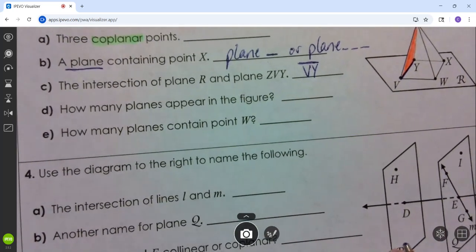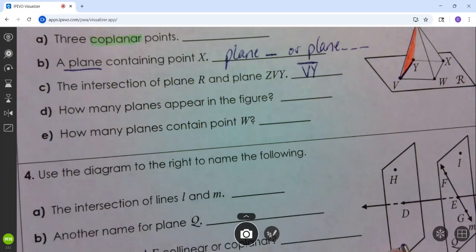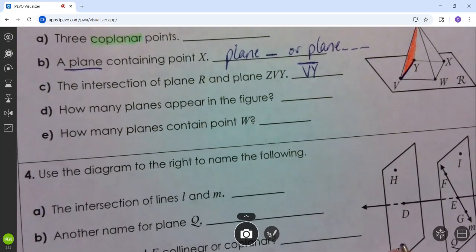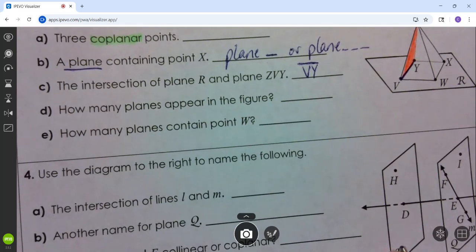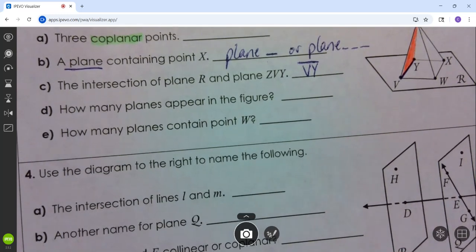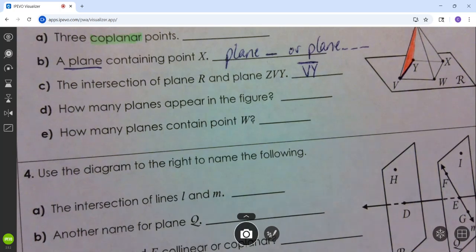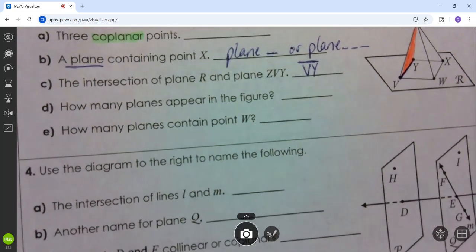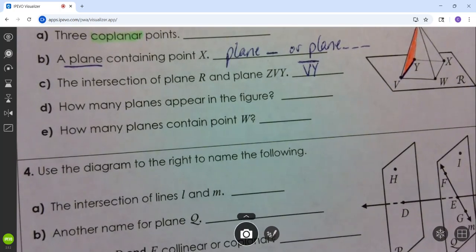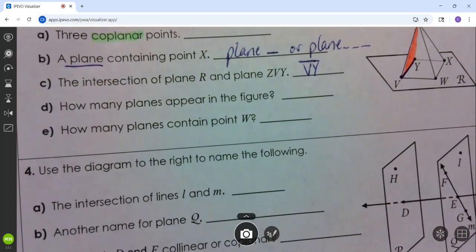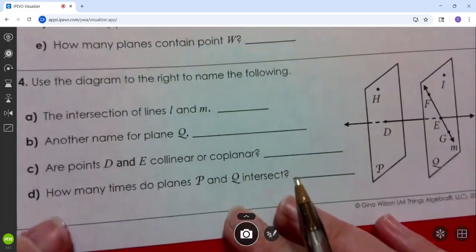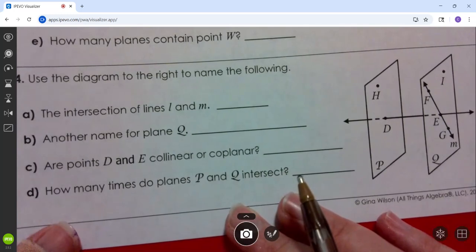Okay, how many planes appear in the figure? Count how many flat surfaces you see, and write it down. How many planes contain point W? Okay, so take your time. We will go over this in class, so give me your best answer. No saying I don't know or I don't get it and leaving it blank, okay? Don't cheat. Just really give it your best shot, and I promise we'll go over them and see how you did.